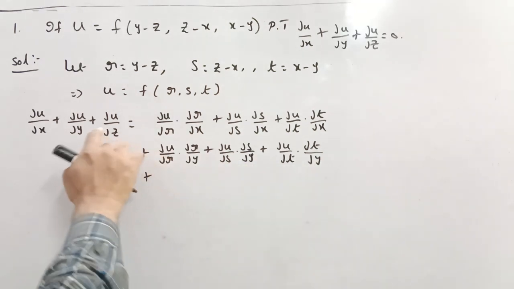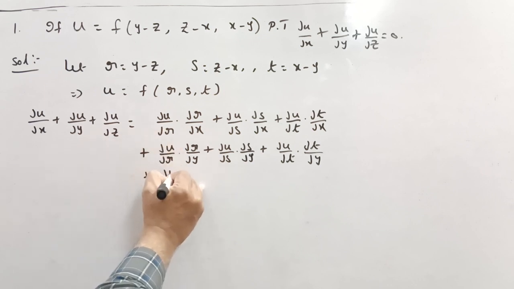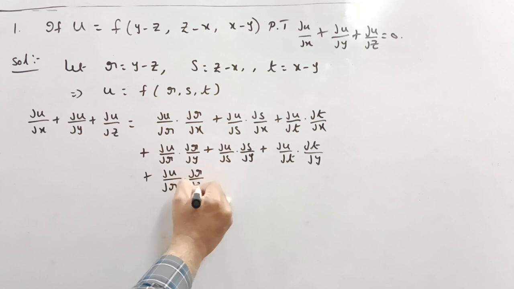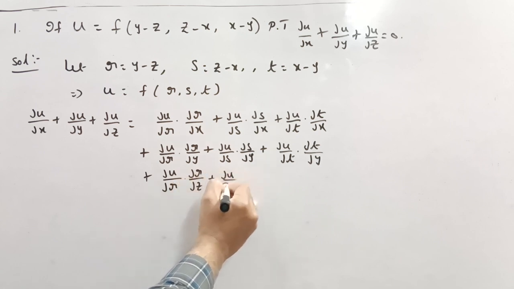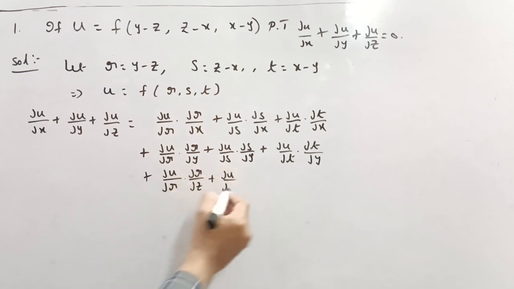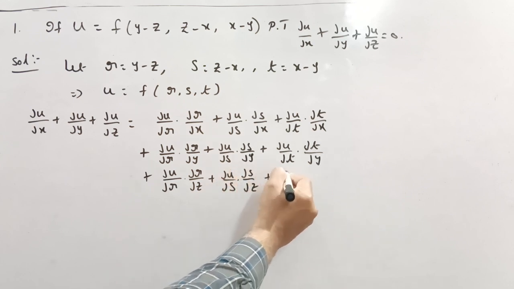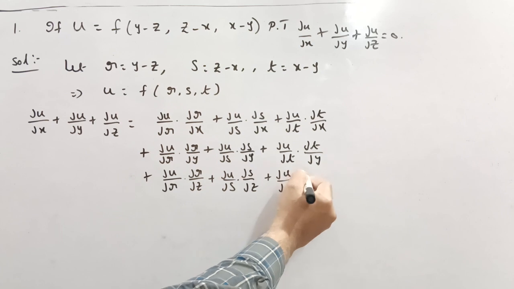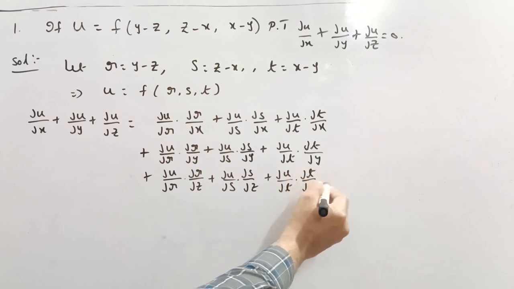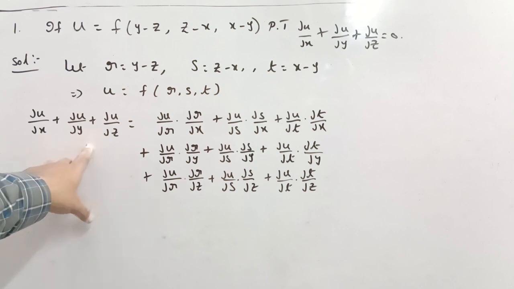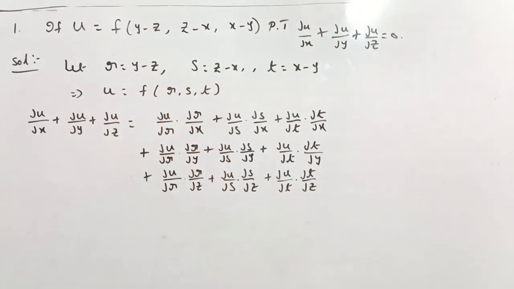So now plus what we have? One more, ∂u/∂z. This can be written as ∂u/∂r into ∂r/∂z plus ∂u/∂s into ∂s/∂z plus ∂u/∂t into ∂t/∂z. So this is our chain rule formula for ∂u/∂x plus ∂u/∂y plus ∂u/∂z, right?